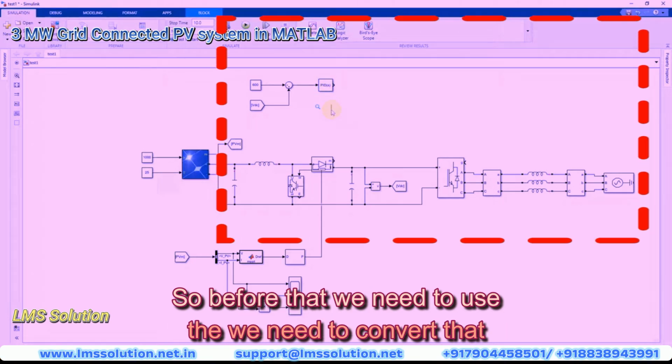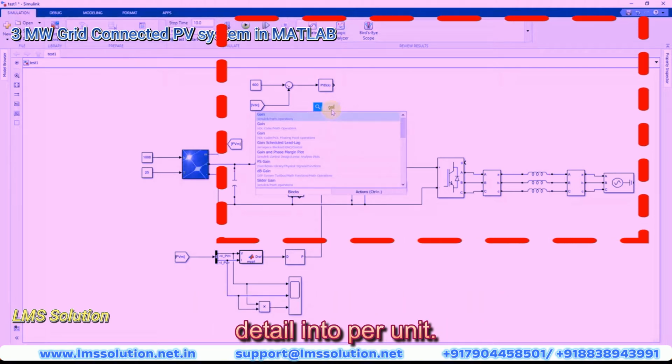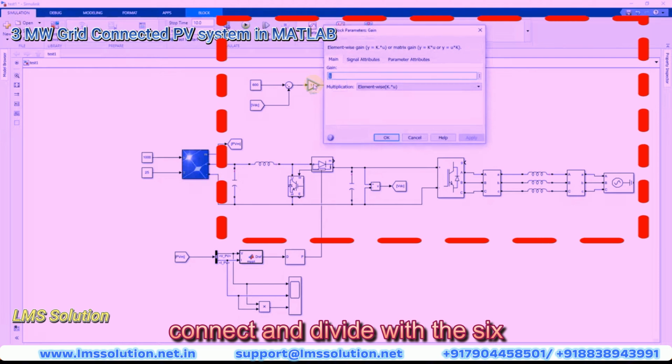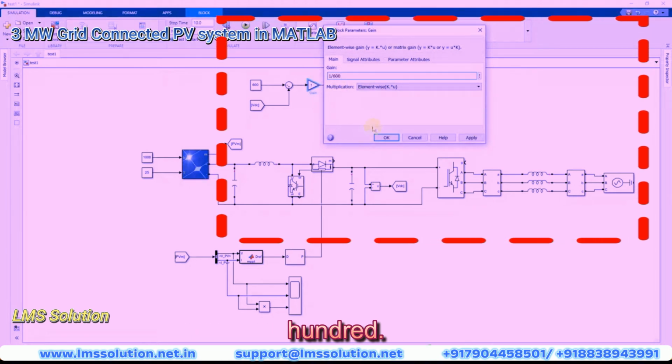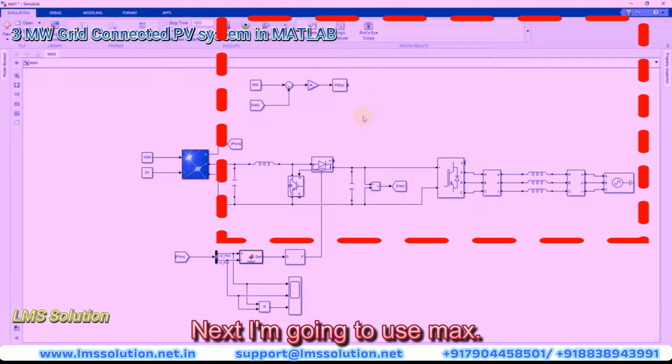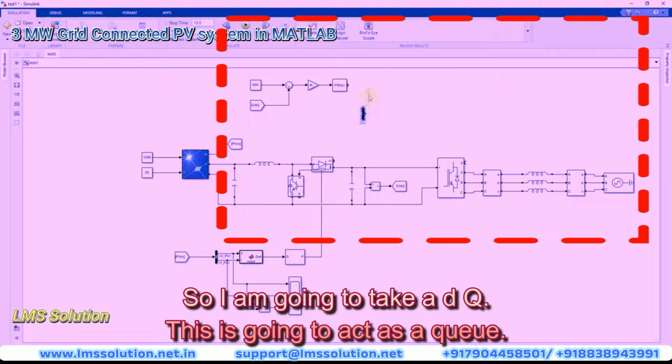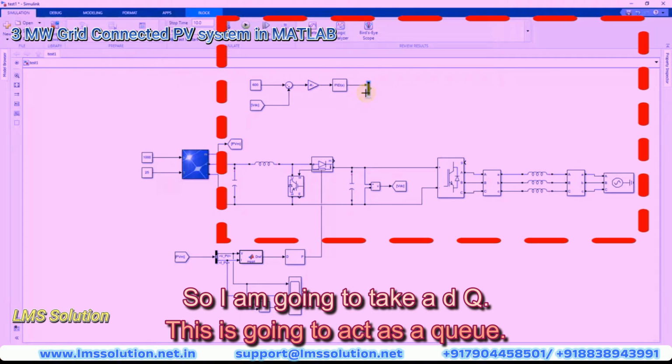So before that we need to convert that data into per unit. So I'm going to use a gain block, and then here I'm going to connect and divide by 600. Next I'm going to use a max. So I'm going to take a DQ. This is going to act as Q.